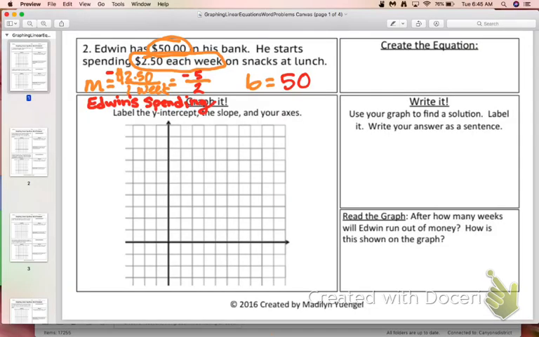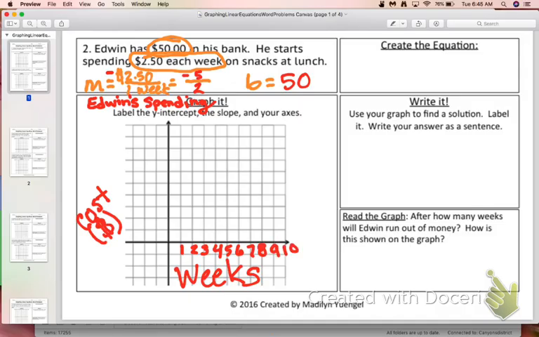And again, I can see that my top number over here is going to be the cost in money, or amount spent, and then this down here is going to be weeks. And again, we count weeks. There's 1, 2, 3, 4, 5, 6. And money, I'm going to also count money going up by 5s, just like we did last time.